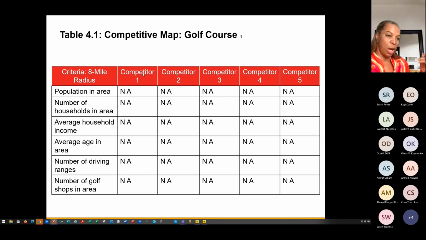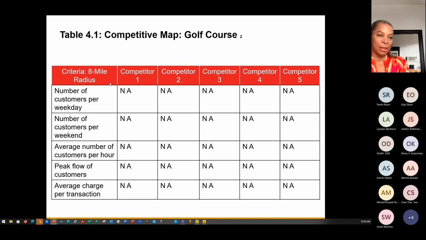So competitor 1, what's the population in their area, the number of households, and so forth and so on. And do up to 4 or 5 is good. All right. Number of customers per weekday. And you can find the stuff online with your research, because a lot of the stuff is published.